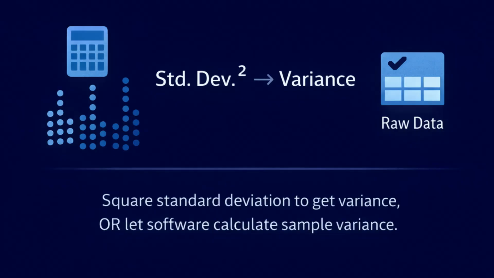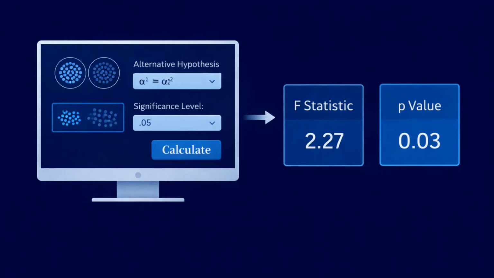If your homework gives standard deviations but the software expects variances, remember that variance is standard deviation squared. You would square the standard deviation to get a variance. If the software allows raw data entry, you can avoid this step because the software will compute the sample variance automatically from the data. After you enter the data, the software will ask for the alternative hypothesis direction and the significance level. Then it will output an F-statistic and a p-value.